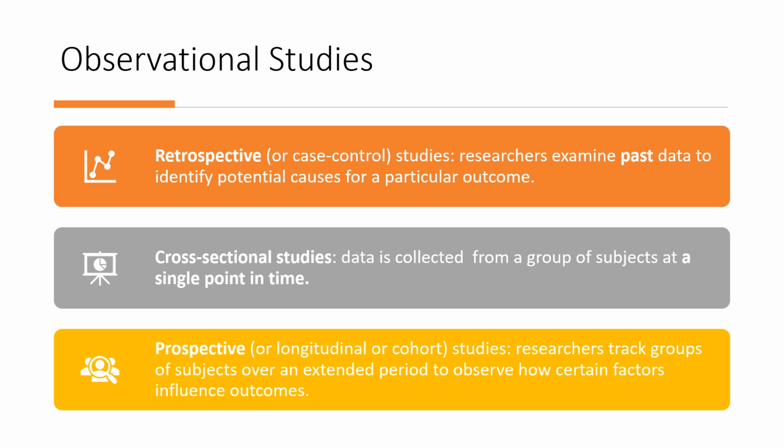It is important to note that while observational studies can provide valuable insights, they are limited in their ability to establish cause and effect relationships. That's because these studies cannot control for all potential confounding variables. Confounding occurs when the effects of multiple factors are intertwined, making it difficult to isolate the specific cause of an observed effect.